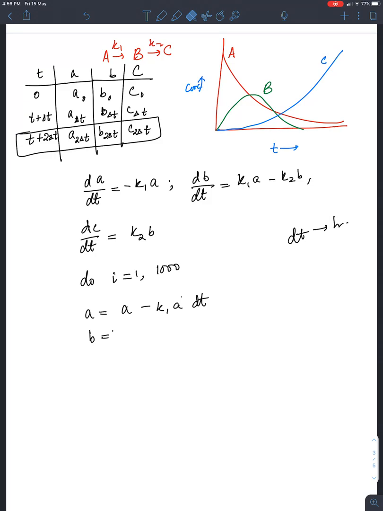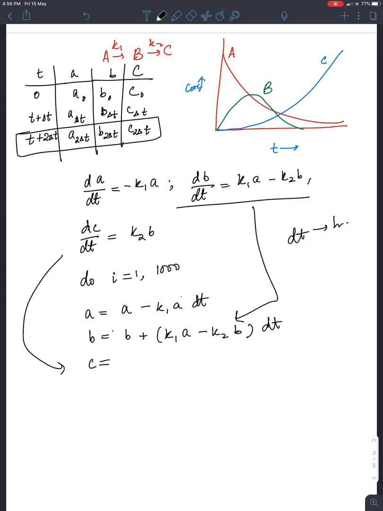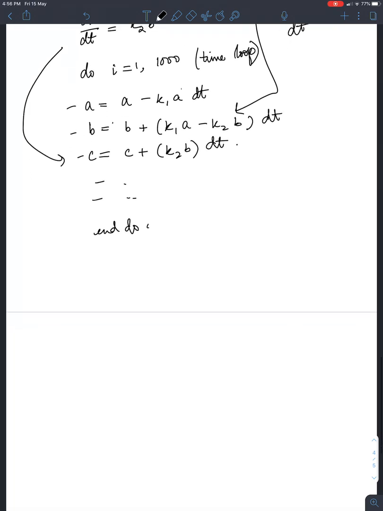So b is changing from b. If I take this equation and get the b from there, b is equal to b plus (k1a minus k2b) dt, and c is equal to c plus k2b into dt, and then you do your stuff and then end do. So for the time loop, at every time all three of these have to be integrated at the same time. That is one important thing. Those are the mistakes that many people make.